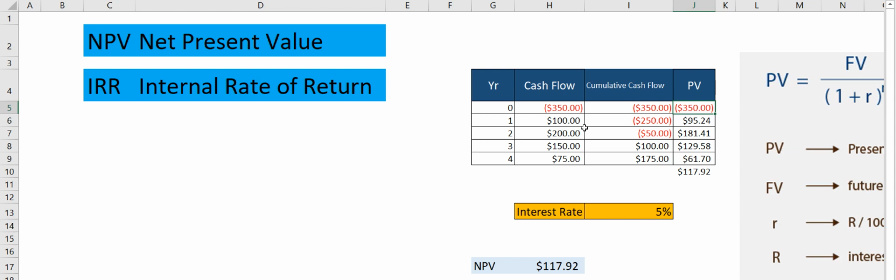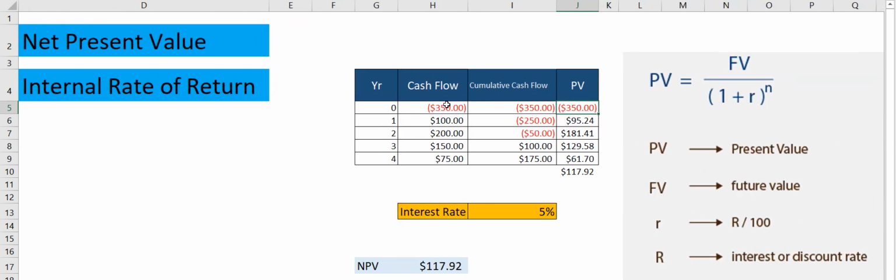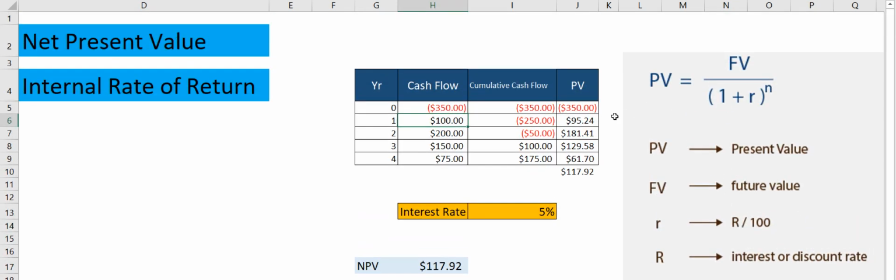So what is the present value of the investment? First we see the present value of the cash flow that we have invested. That becomes only $350 because that is the time that we are assessing. Then the second is at the first year, that is $100. So what is the present value? The future value divided by 1 plus the rate of return to the power of the number of years. So this is the first year.